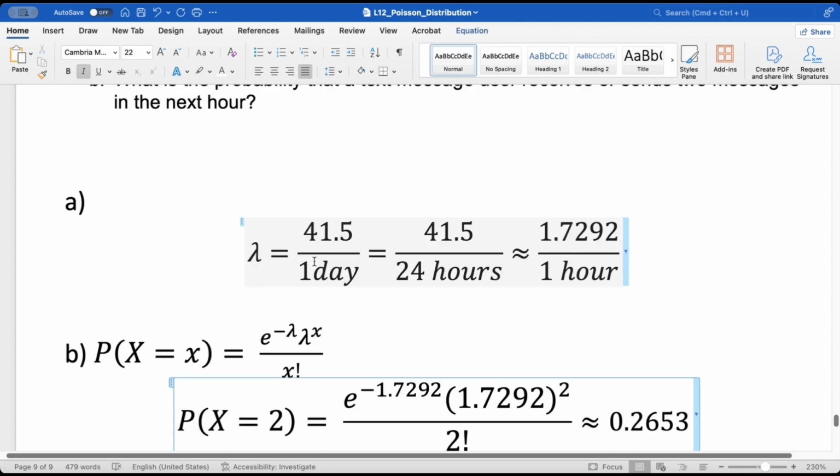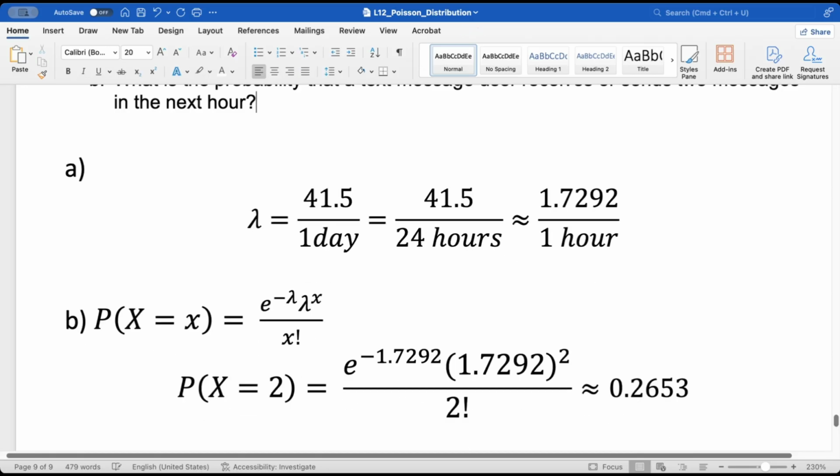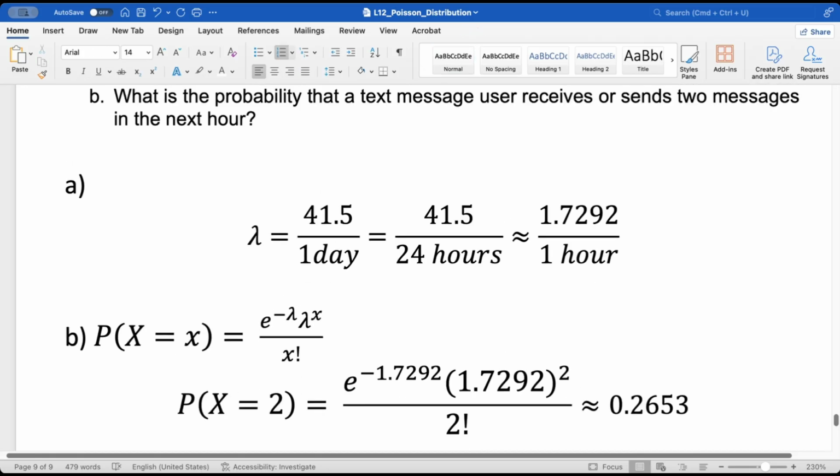So we want the probability that x equals 2. So it's e to the minus lambda times lambda to the x over x factorial. It's e to the minus 1.7292 times 1.7292 squared over 2 factorial. 2 factorial is 2, and this comes out to 0.2653, which is about 26.5%.